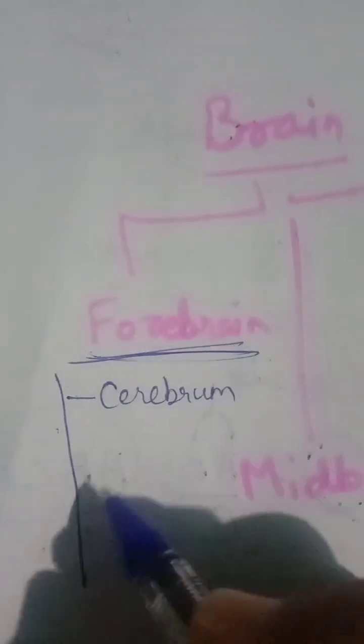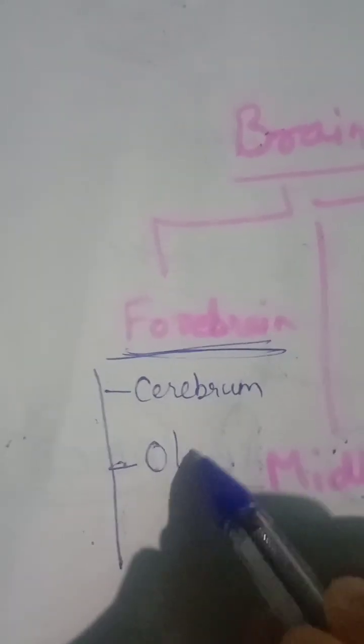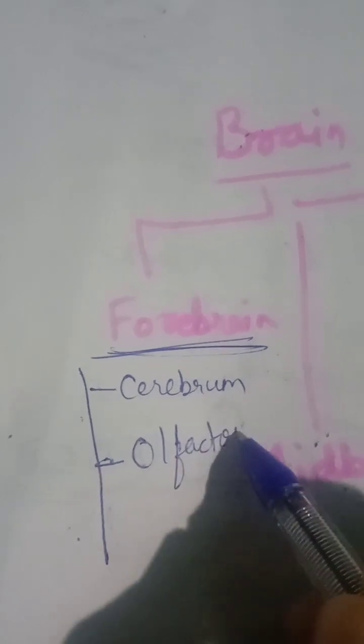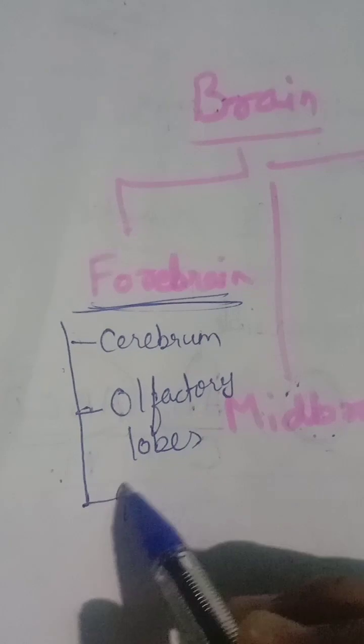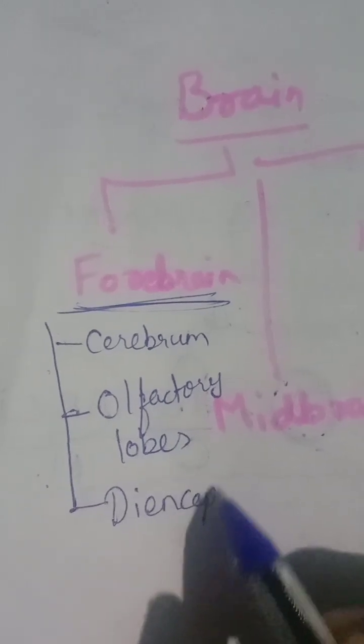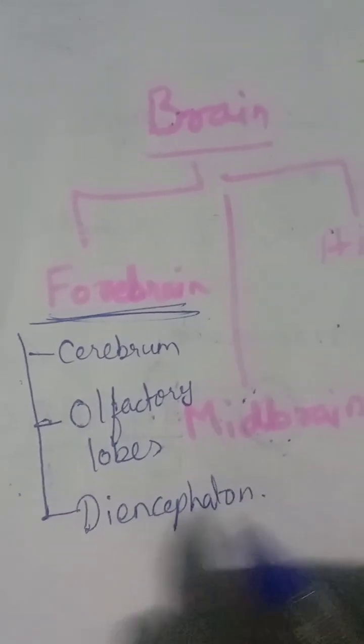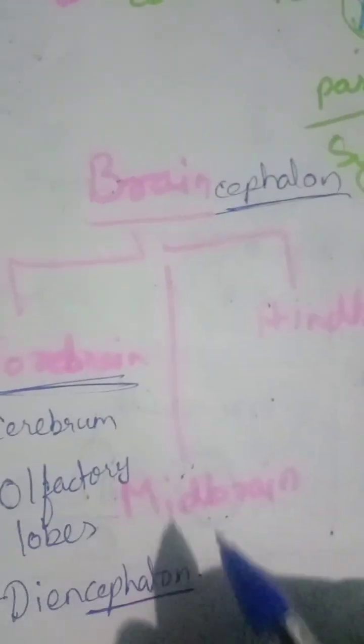Okay, then olfactory lobes. I am telling slowly so that you should get that now, right? And then diencephalon. Now I'll tell you something, right? Our brain is otherwise called cephalon. Remember that.